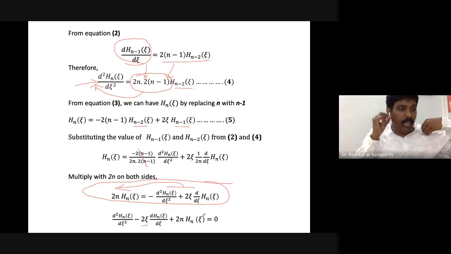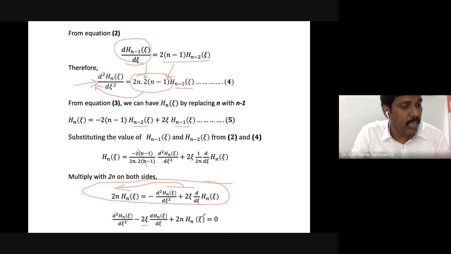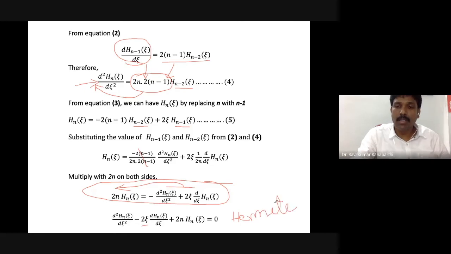This expression is nothing but the Hermite differential equation. So what is the conclusion? The conclusion is that Hn of z is indeed the solution of the Hermite differential equation. And in fact, it is also referred to as the Hermite polynomial.